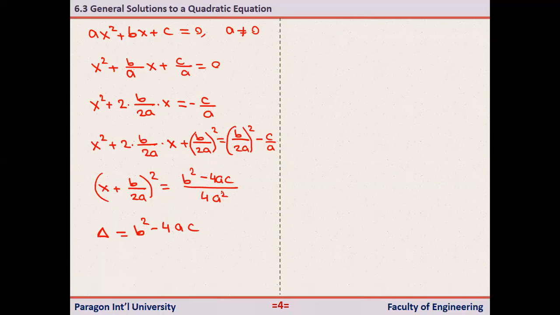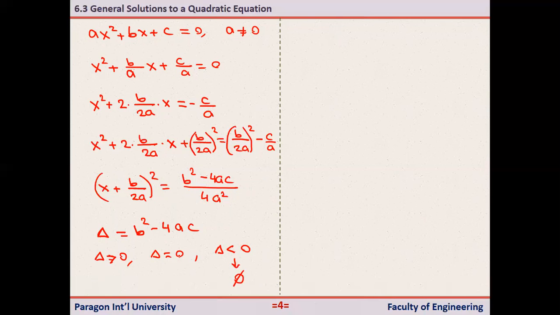If delta is less than 0, here we have a negative number over a positive number, right? On the left hand side, we have a non-negative number. A non-negative number is never equal to a negative number, so at that time it doesn't have a solution. So we are going to consider three different cases here: delta greater than 0, delta equals 0, and delta less than 0. Okay. So here, we have no solution.